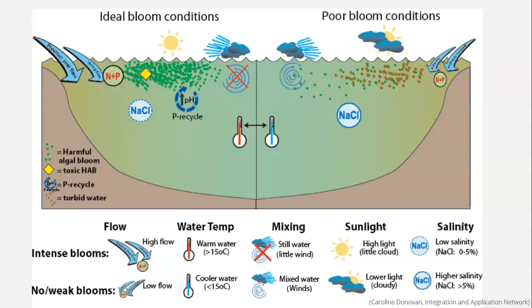All right, so this is a diagram showing the drivers of blooms, specifically in the Potomac River. Actually, this was from a local research paper. And you can see the different parameters here that can lead to blooms: flow, water temperature, mixing, sunlight, and salinity. There's also research available for the Anacostia River that links phytoplankton composition to flow and nutrient concentration.